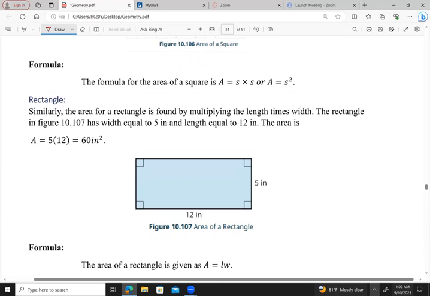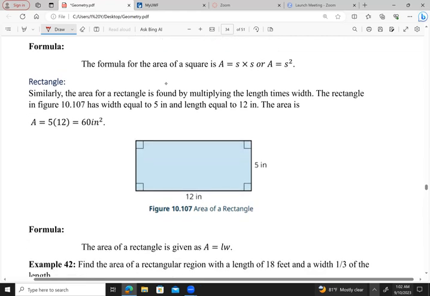Similarly, the area for a rectangle is found by multiplying the length times the width. So here we have a rectangle with a width of 12 inches and a length of 5, or vice versa. Area equals 5 times 12, or 60 square inches.